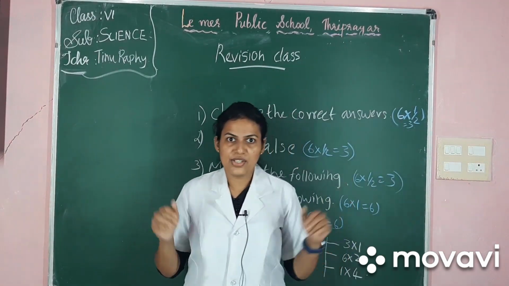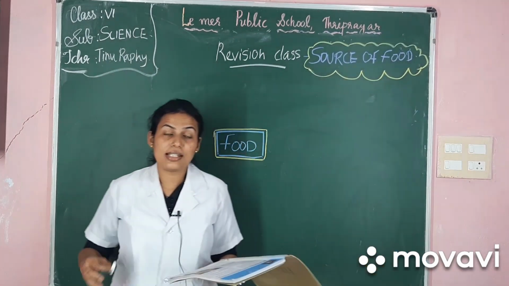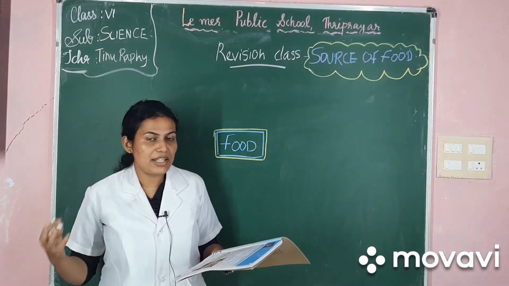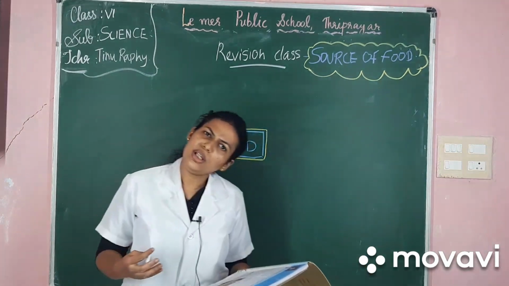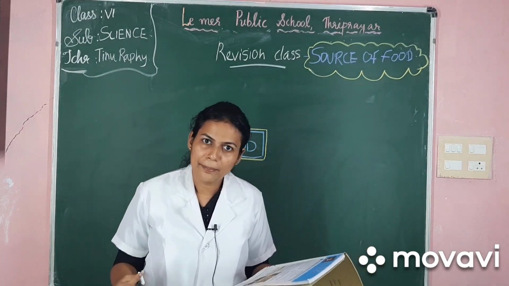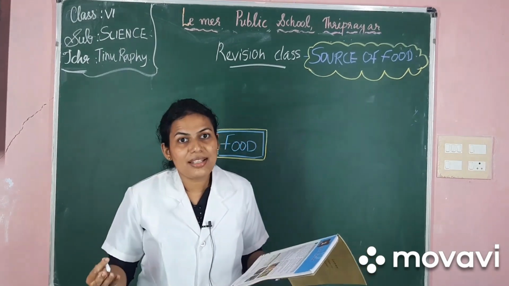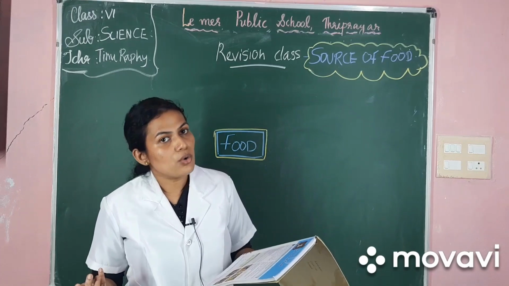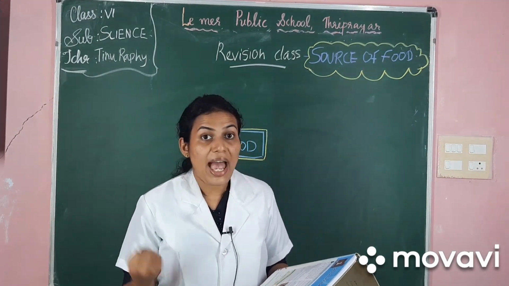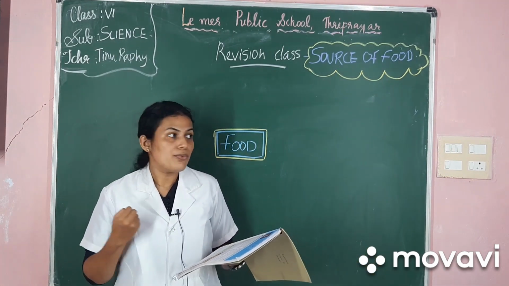Now let's revise our first chapter, that is source of food. The first chapter is about the source of food and we know all of us, both plants and animals, need food. Why do we need food? We need food to get energy to work and play, to give us nutrition, growth, maintenance and also to repair the body cells. And also food protects us from diseases. It keeps us fit and healthy, isn't it? So these are the advantages of food.